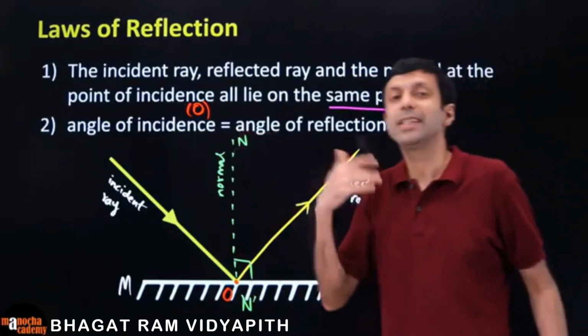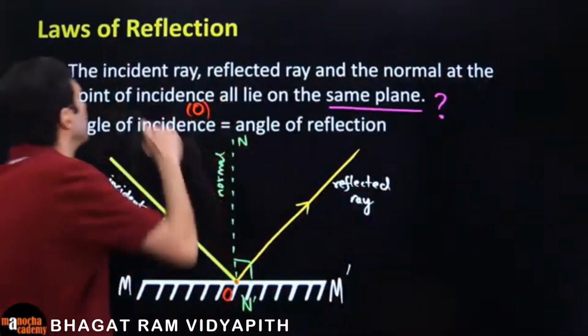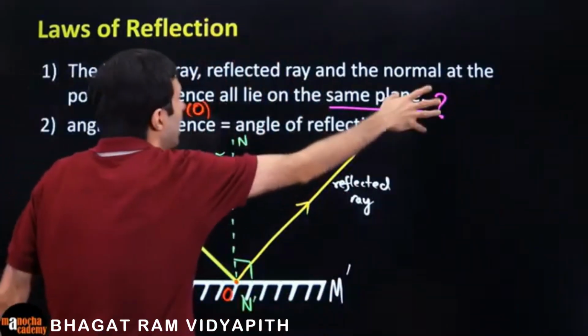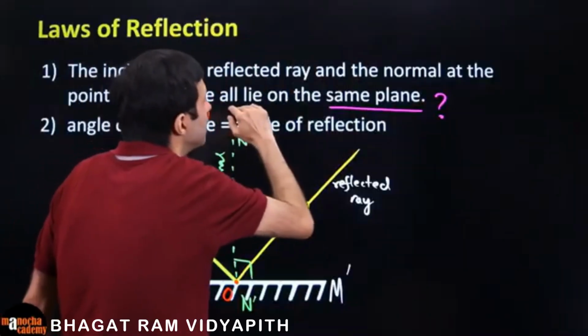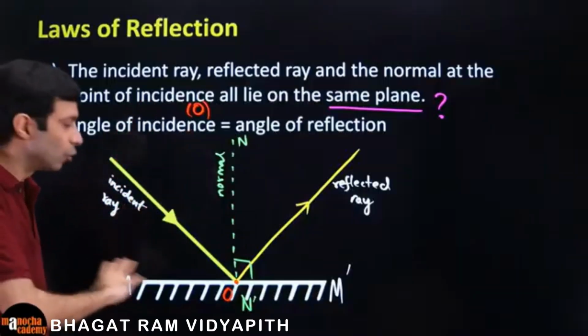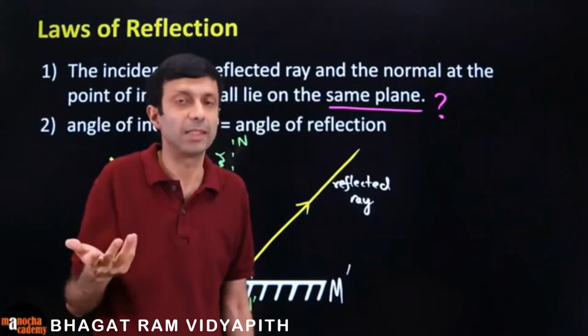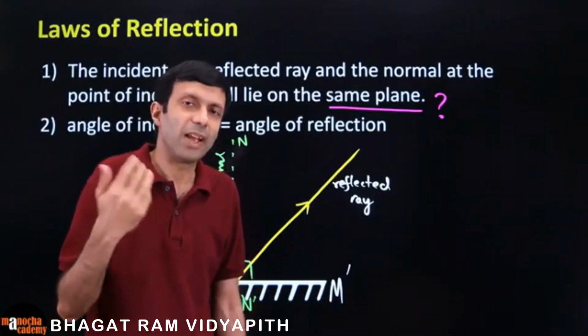See, the first law doesn't even talk about the mirror. Otherwise they would have said mirror, right? So look at the law. It says the incident ray, the reflected ray and the normal at the point of incidence all lie on the same mirror. They would have written that. No, they said same plane. So plane is not the mirror here. Then where is the plane? So the question is, where are they lying on?